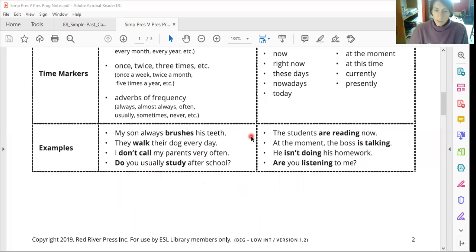In the present progressive, you can see that the form is a little different. The students is our subject. Are reading is our verb in present progressive. And now is our time marker. At the moment, the boss is talking. He isn't doing his homework. Are you listening to me? Okay.